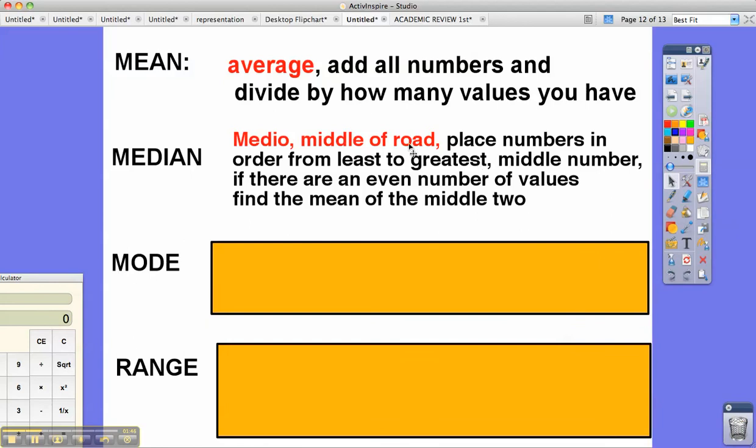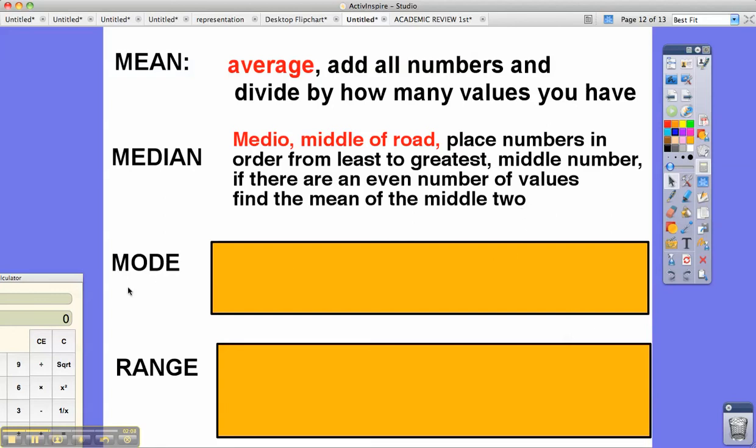And what you do to find the median is you place all the numbers in order from least to greatest, and then whichever number is right in the middle is the median. If there's an even number of values, so there's two numbers left in the middle, you would add those two numbers and divide by 2, or find the mean of those middle two in order to find the median, because there can only be one median, and there has to be a median.